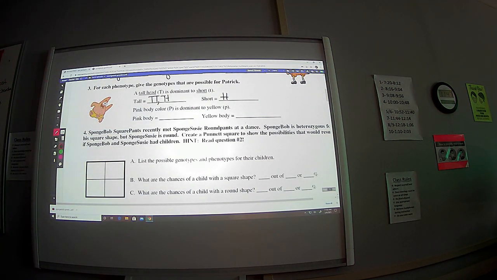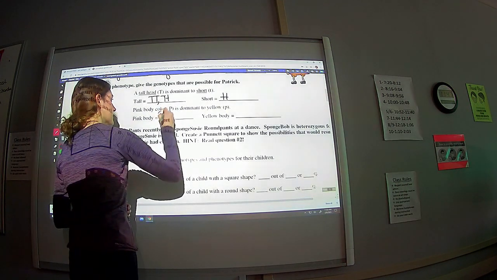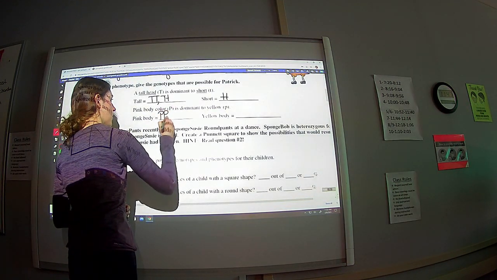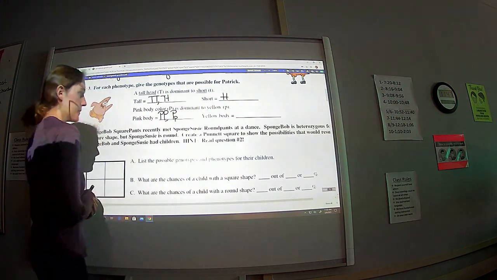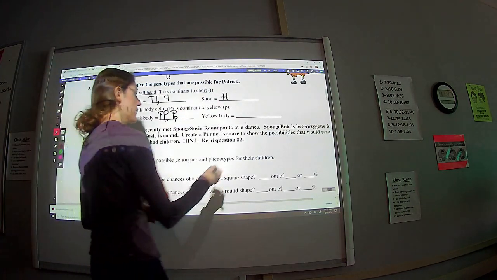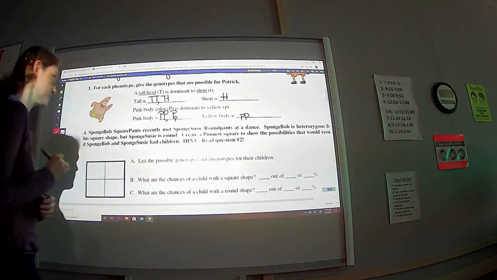Pink body color is dominant to yellow. So he could have two capital P's, or he could have a capital P and a lowercase p. For a yellow body color, that would be two lowercase p's.